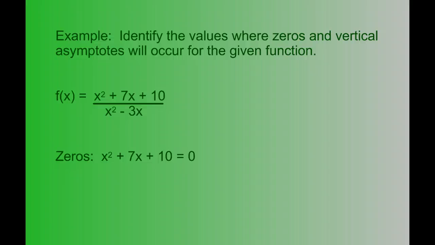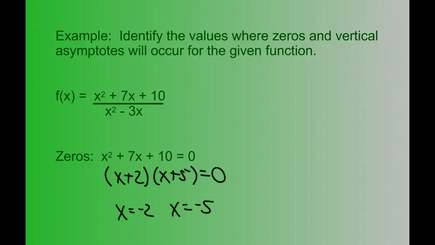Hopefully at this point we recognize x squared plus 7x plus 10 is factorable. So we factor x squared plus 7x plus 10 down to (x + 2)(x + 5). We've done all our quadratic solving, so I'm going to skip the steps of writing it out. We should hopefully know that the zeros are going to occur at x = -2 and x = -5. When we talk about zeros, you simply factor the top and set each factor individually equal to 0. That's where this function will go through the x-axis. It will have zeros at -2 and -5.